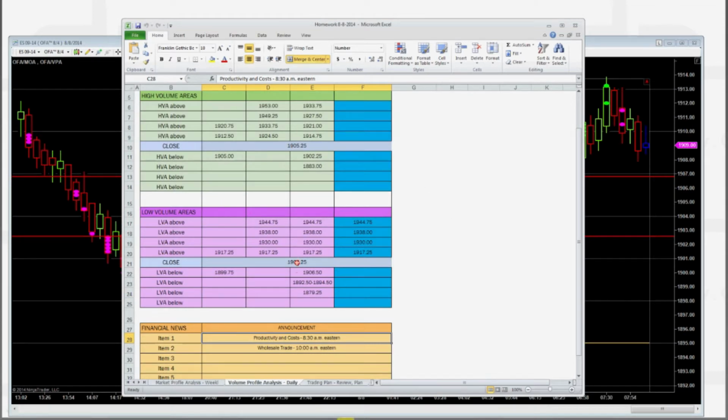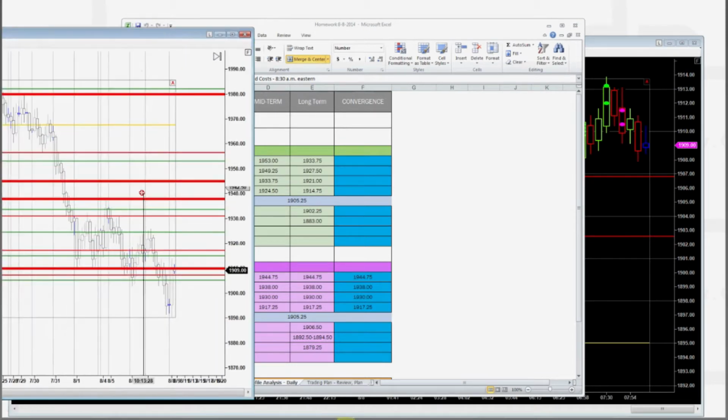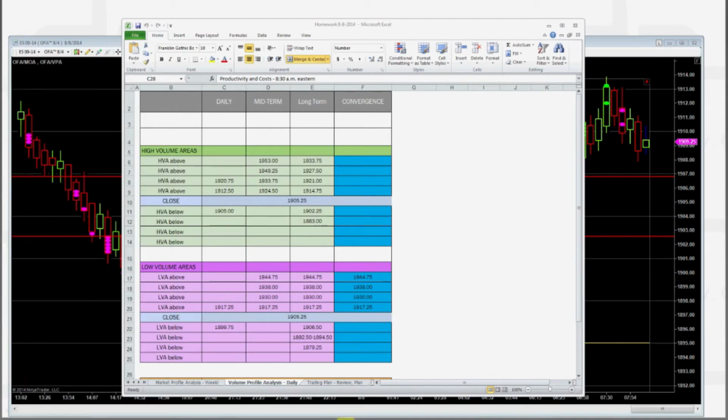I put in the previous day's close, and for my daily, midterm, and a little longer term, which actually right now are the same. Midterm and long term are the same because we're at all-time highs. I put in the high volume areas that are above. So basically I'm taking the high volume areas from this chart, the longer term chart, and the low volume areas, and I'm just plugging them in.